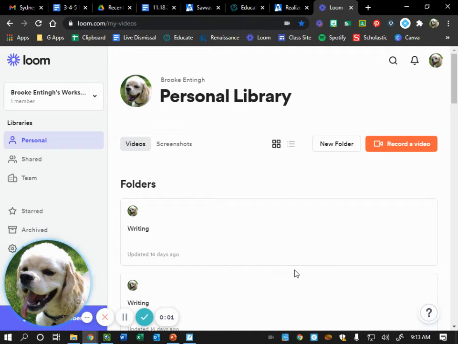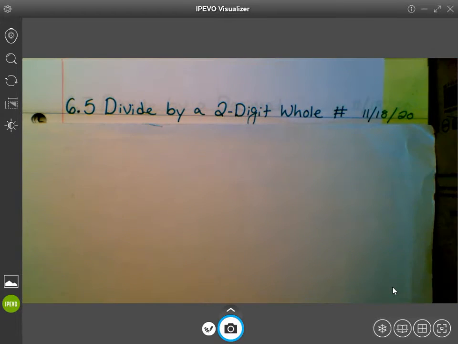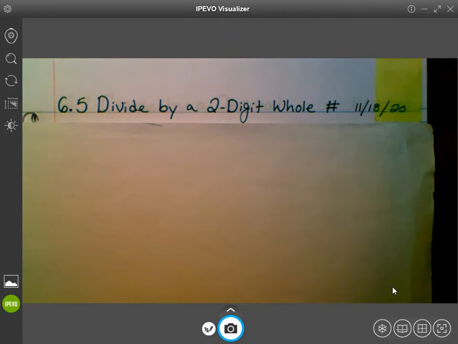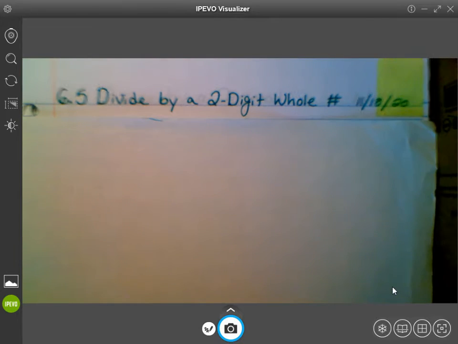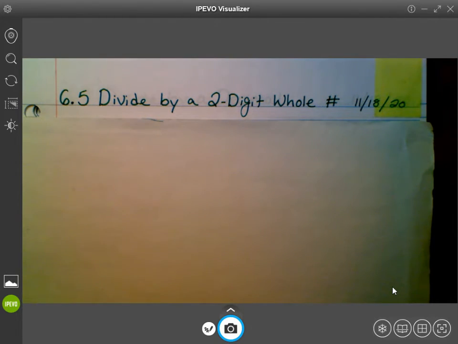Okay, we are on the next clean page in our notebooks, and we are ready for today's notes. So today, at the top, we are writing 6.5 divide by a 2-digit whole number, and today's date of 11/18/20.